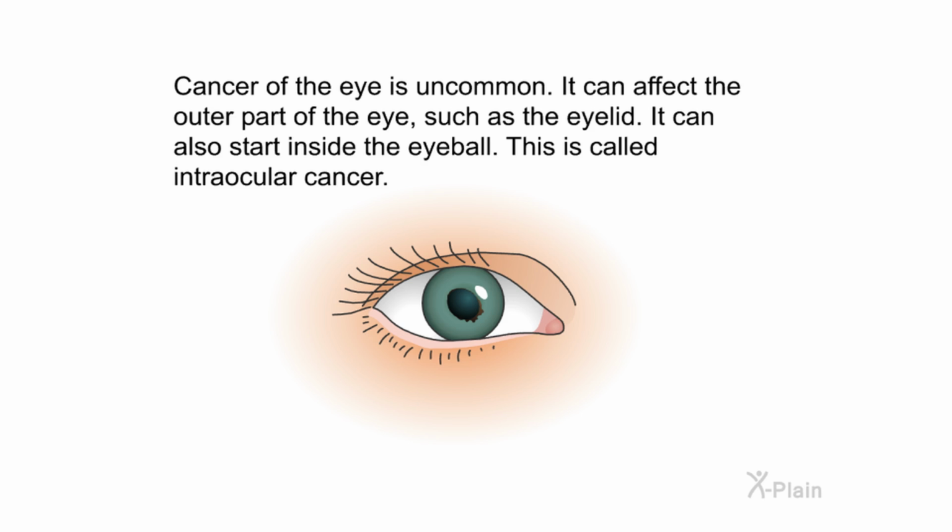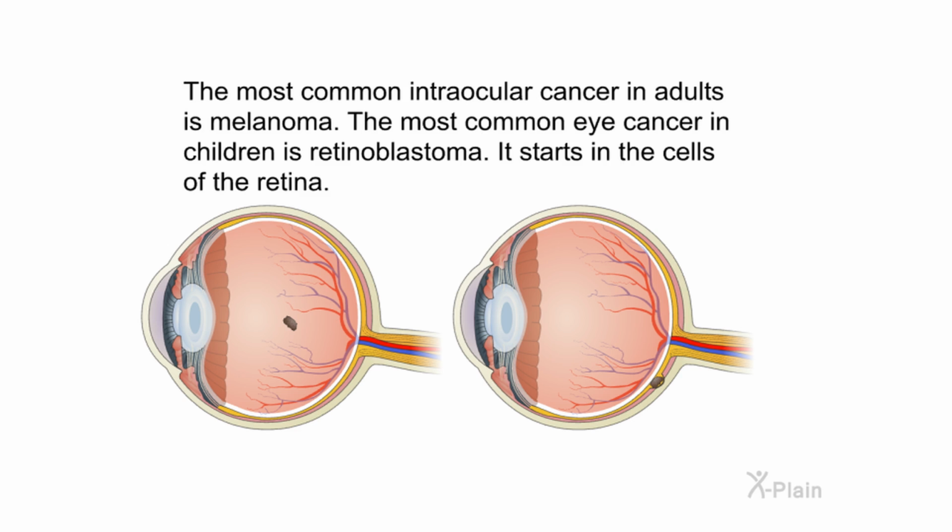Summary. Cancer of the eye is uncommon. It can affect the outer part of the eye, such as the eyelid. It can also start inside the eyeball. This is called intraocular cancer. The most common intraocular cancer in adults is melanoma. The most common eye cancer in children is retinoblastoma. It starts in the cells of the retina.